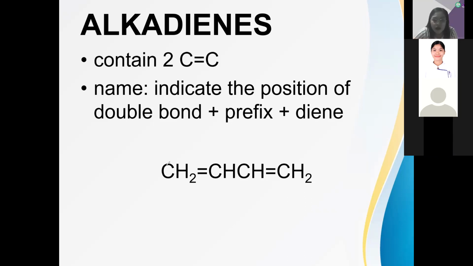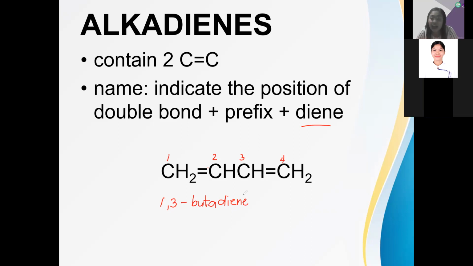So just like this one, we have 4 carbons here and then we have 2 double bonds. Now you just have to indicate the position of the double bond. So if we are going to assign numbers here, the double bond occurs at carbon number 1 and carbon number 3. And then the prefix, that prefix is for the number of carbons. So you have but or buta, and then the ending diene. So this is the name of the example.